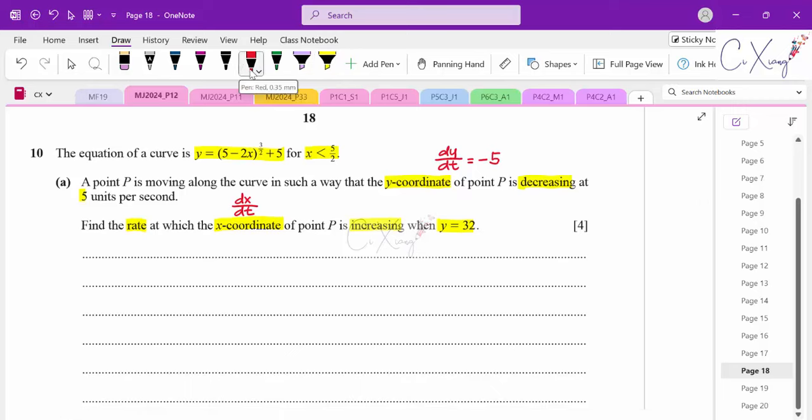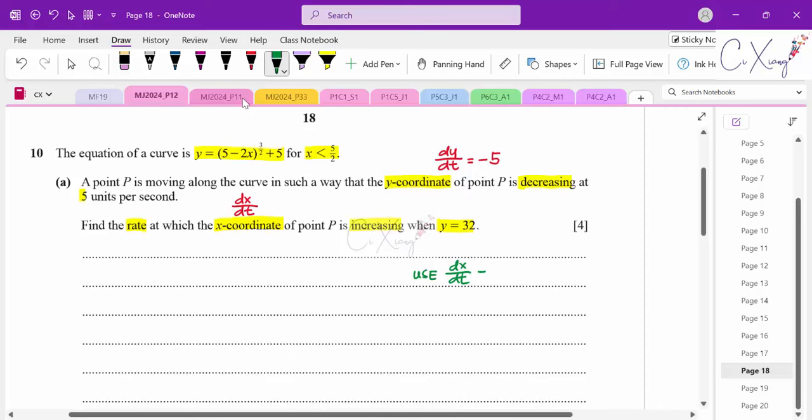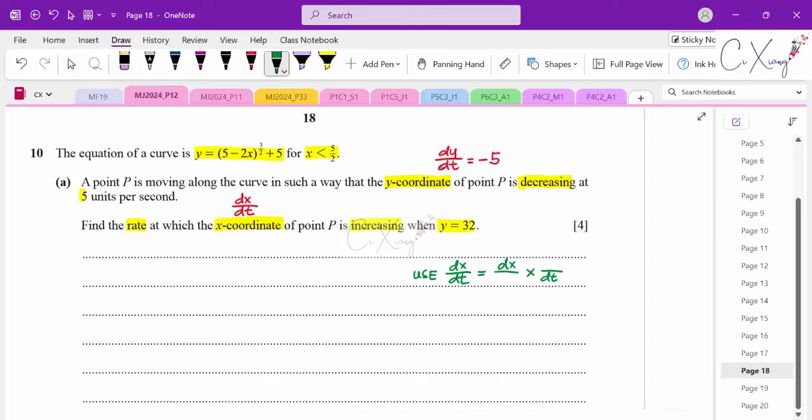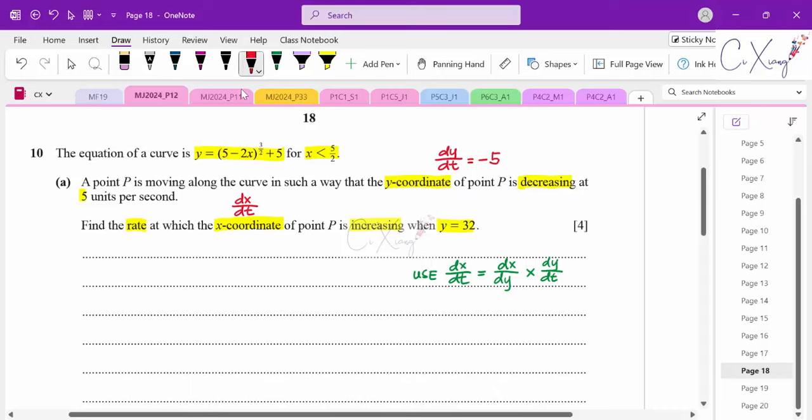First of all, we need to have dy/dx. Why? If I want to get dx/dt, I can't get it directly from here, but I realize that I can get dx over something multiplied with something over dt. I have to use the chain rule. The something I can put here is dy, because in this question they already provide us with dy/dt. So the equation we are using in the chain rule is dx/dy multiplied with dy/dt.